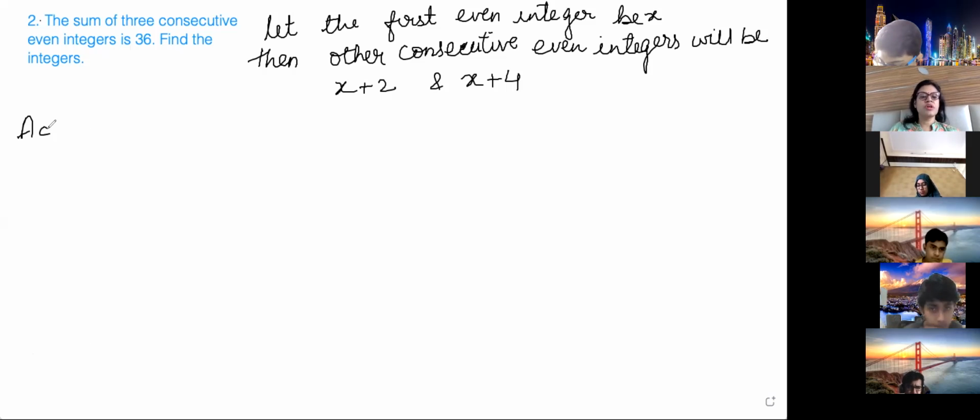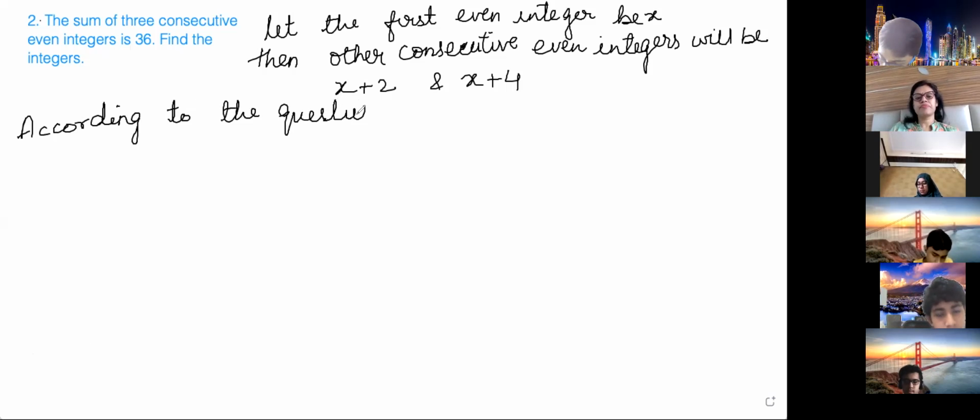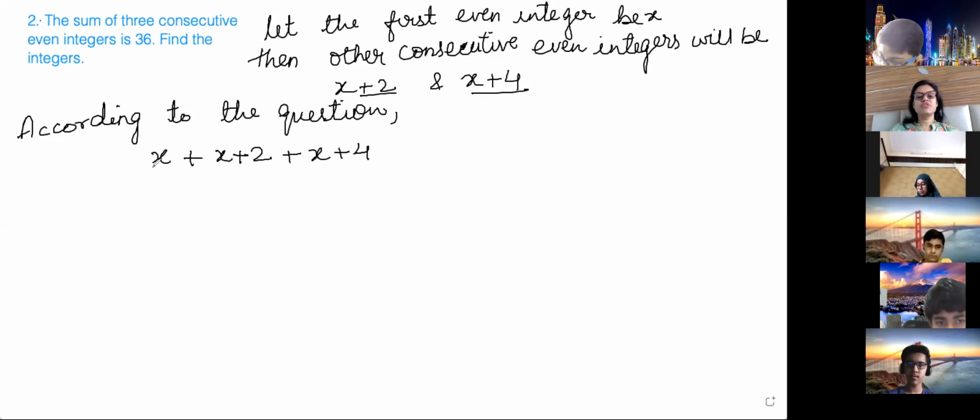Who will give me the equation? According to the question. Saklen, according to the question, what will be the equation? Tell me. The sum. Sum means what? First one is x, right? Then second one. Second one is this. And third one is this. So you are adding 3 consecutive integers and the sum they have given in the question is 36. Okay. 36. Now just solve this. What is the answer?